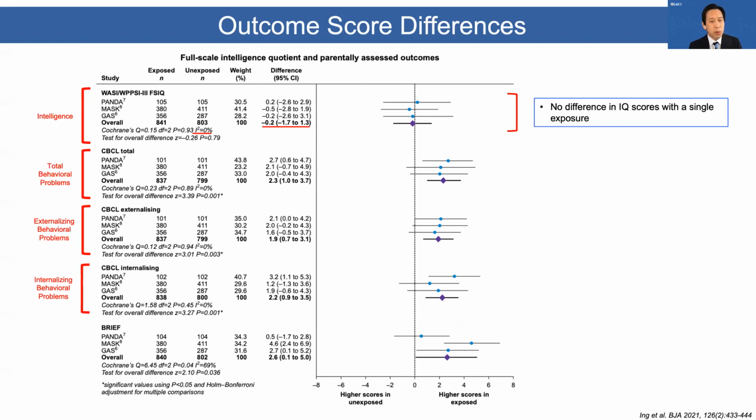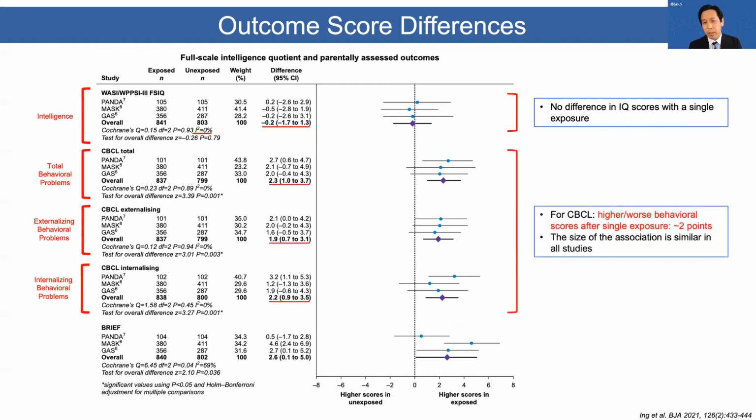And these behavioral problem scores are a little bit different than the IQ scores in that with IQ, the higher your IQ, the better. However, with behavioral problem scores, the higher the score, the more problems you have, so the worse the score is. And overall, what we found was that with regard to the CBCL scores, there were higher or worse behavioral scores after a single exposure of about 2 points. And that the size of the association was very similar in all 3 studies. Again, the I-squared statistics were 0, showing little or no heterogeneity between the studies.